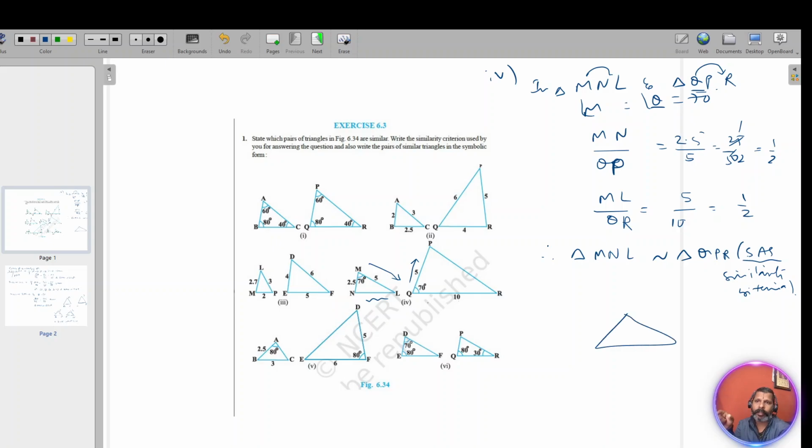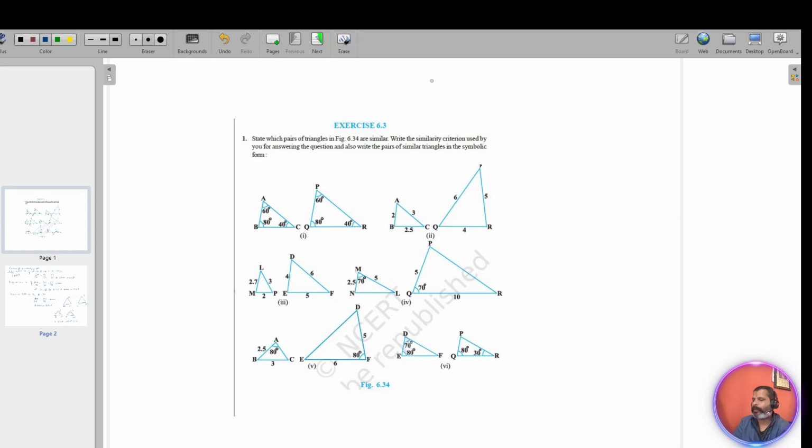When I say two sides and the included angle, it means the angle between these two sides will become like this. This is the included angle. You'll come to understand this by the next question itself, where the included angle is not proper but the sides are proportional. Let's see the fifth one.